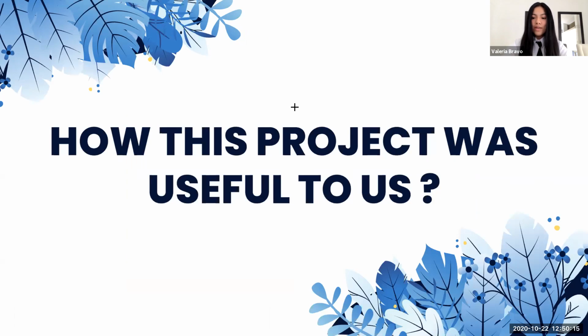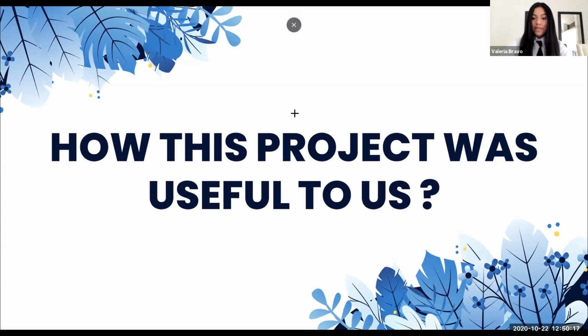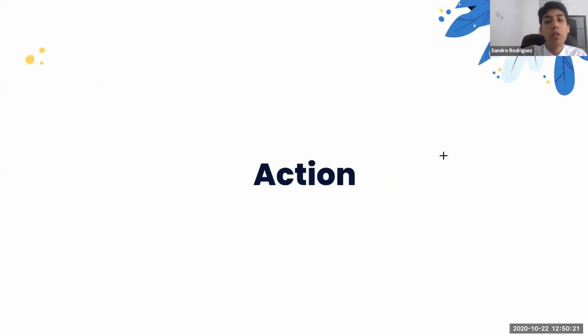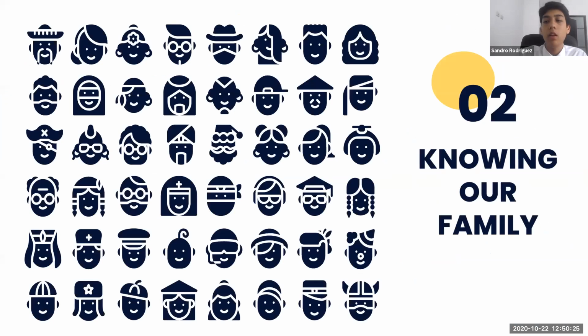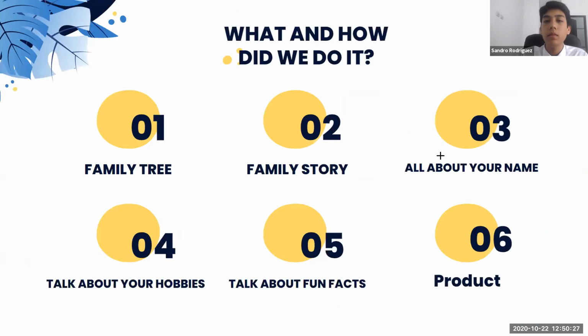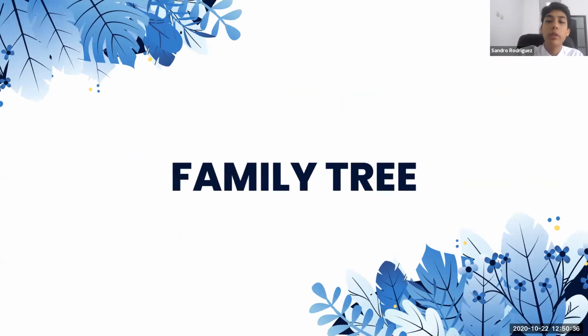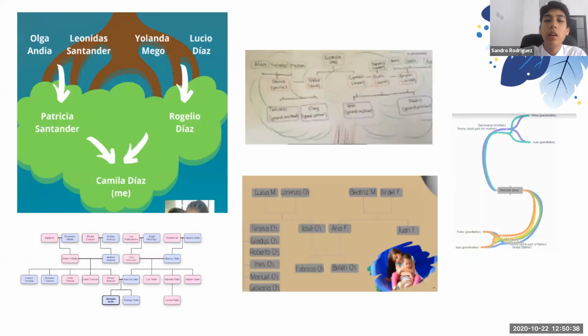Now Sandra's going to talk about knowing our family. This is a part of the action that we did throughout the whole term. Knowing our family. These are the six activities that we did to get to our final project. Our family tree. Here, what we did was compile all our family members and try to make a family tree so we can present it.